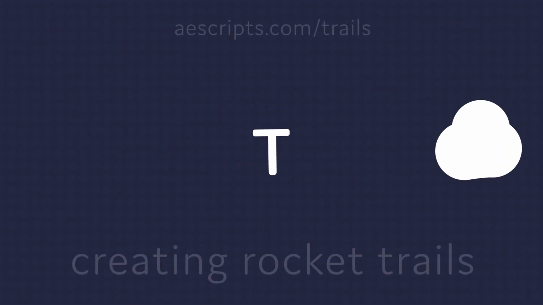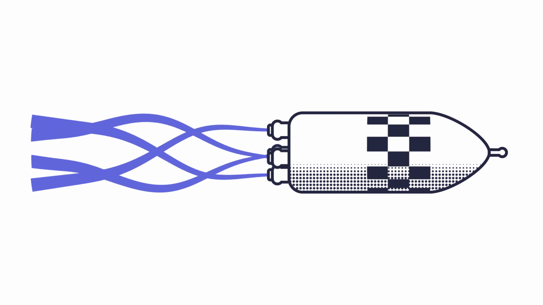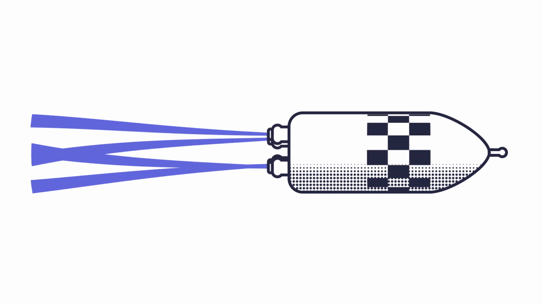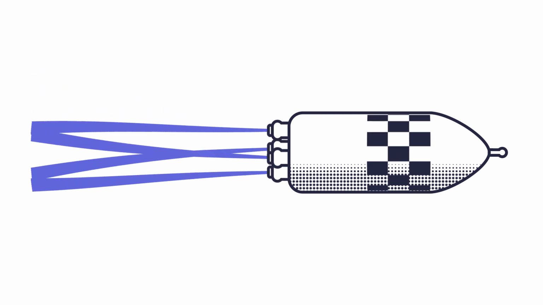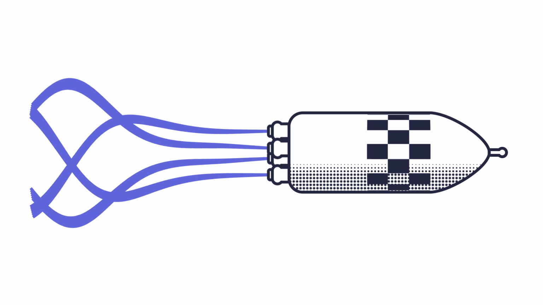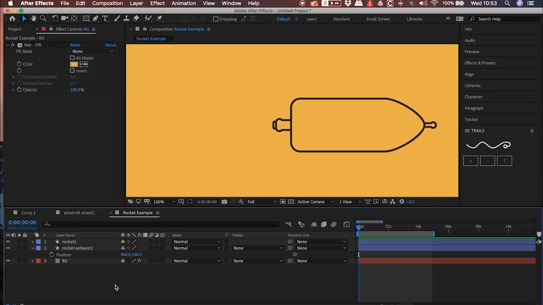Hey guys, so I've had a few people ask me how I made the rocket section of the trailer, so I thought I'd just show you. The most complicated part was honestly the rigging of the rocket, so I'm going to go through that first, and then I'll show you how I set up the trails for it and create that lovely effect.